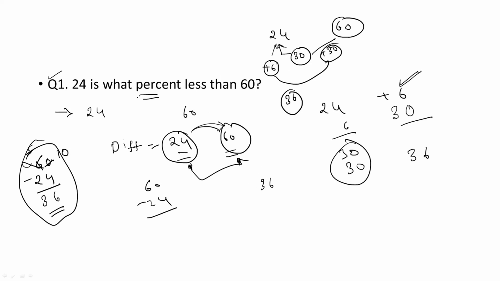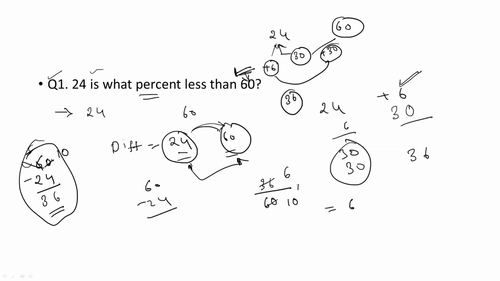Now what have they asked you? They have asked, 24 is what percent less than 60? So 36 is your difference, and your reference value is given. They have asked what percent less than 60, so the reference value should be 60. So 36 upon 60. What will you get? 6 times 6 is 36, and 6 times 1 is 6 0.